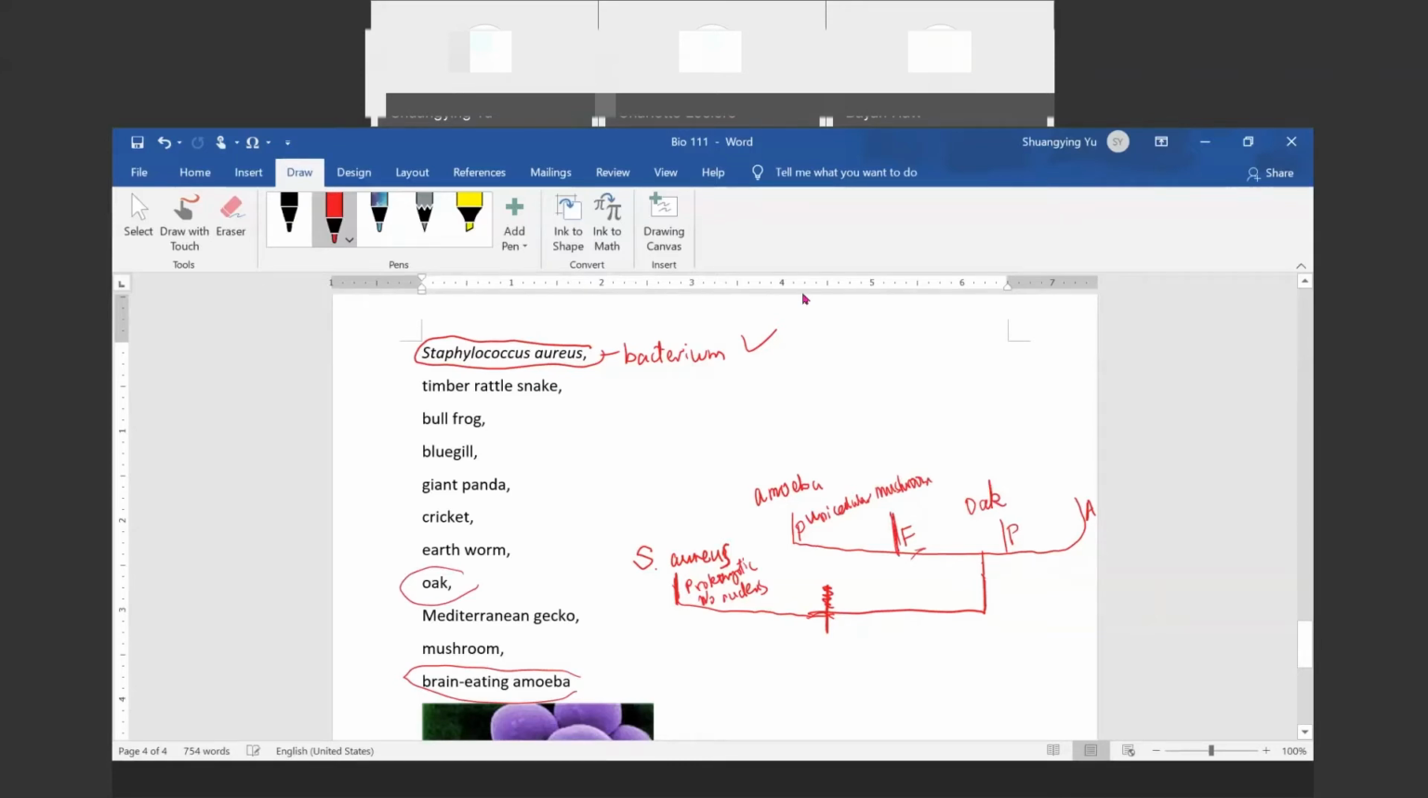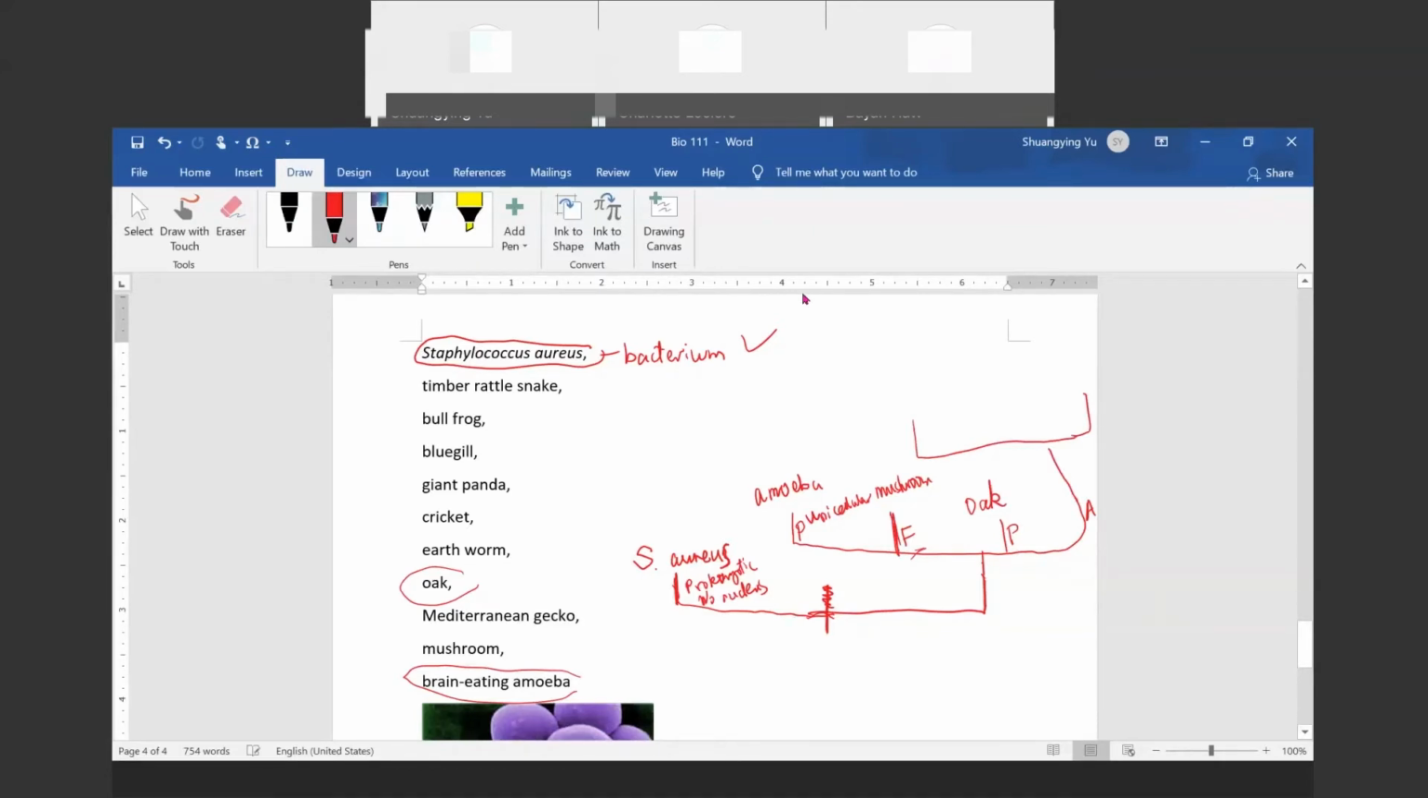All right. Now the rest of them are animals. The rest of them are animals, but you can actually classify them a little bit more, right? Now for animals, a very useful characteristic is the presence or absence of a backbone or spine.